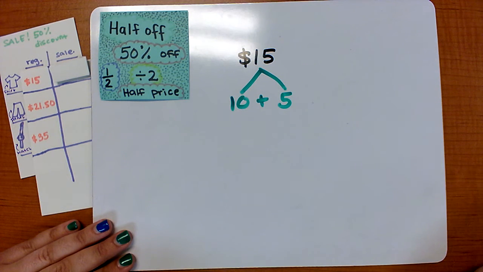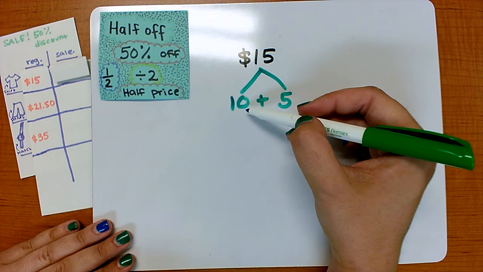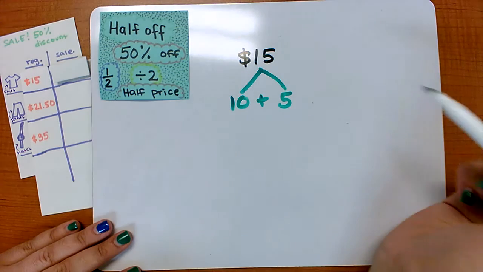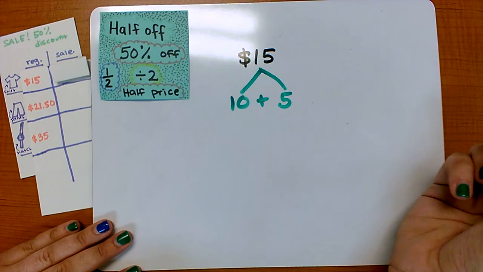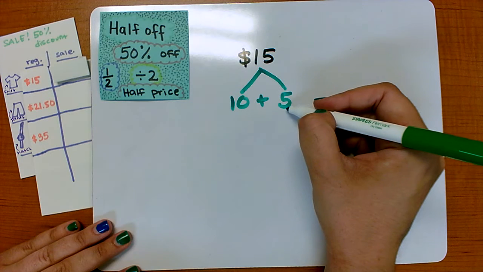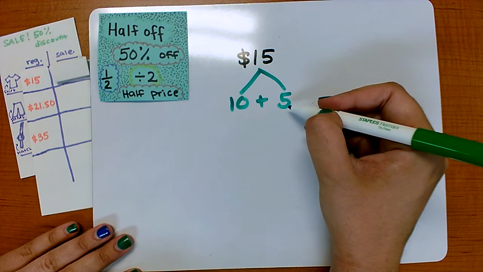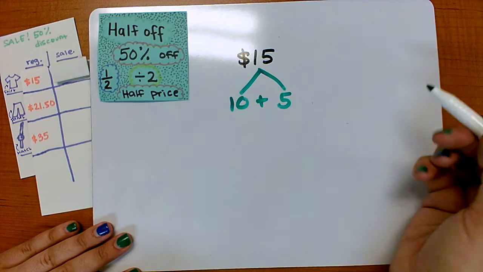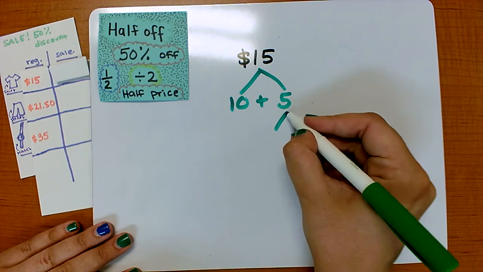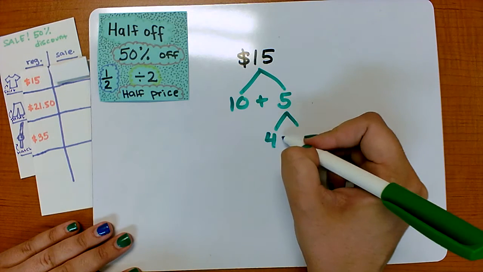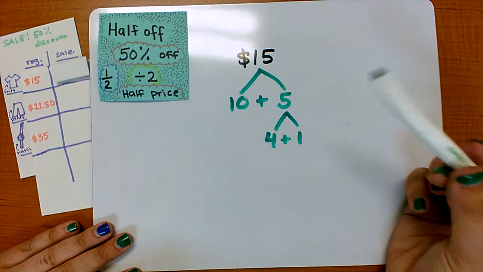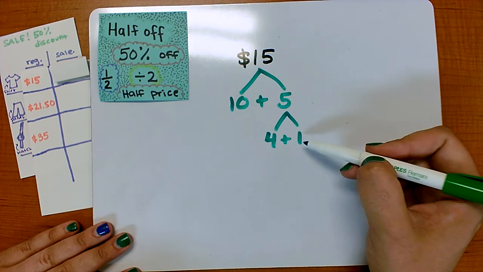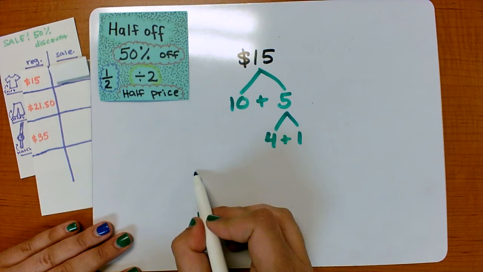10 plus 5 is 15. 10 is an even number. I know how to find half. I'm not going to break it down or partition it into smaller parts. 5, on the other hand, is an odd number, and I don't know how to find half, so I will partition it. Lots of ways you could do it. I'm going to go with 4 plus 1, because 4 is an even number I know how to find half of, and 1 is an odd number I know how to find half of.